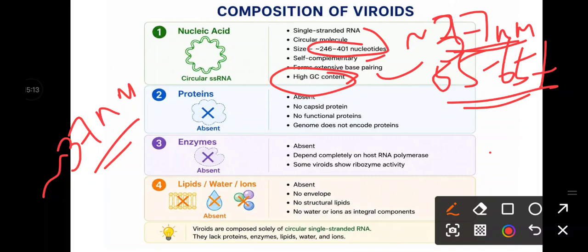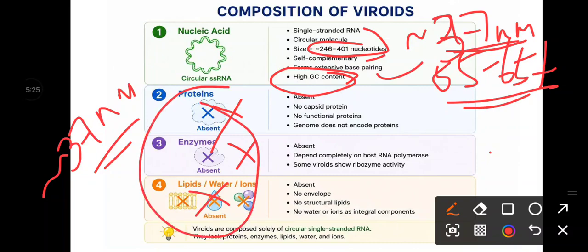Okay, so it is lacking protein, no enzyme, no lipid, no water, no ion. So you can compare this with virus. In virus, all these things are present. In viroid, you only have to mention these things. If in the mains exam it is asked to write the composition of viroid, you can simply remember these points, so you can write it.